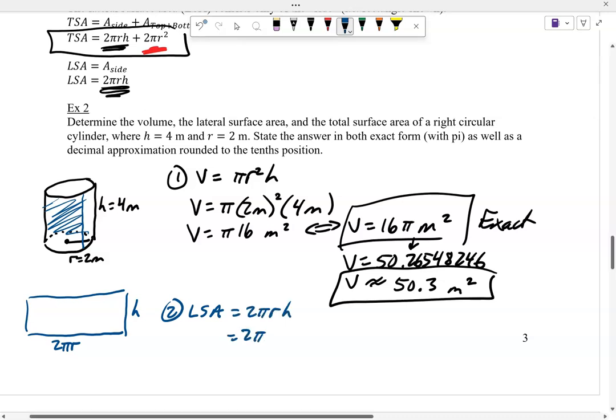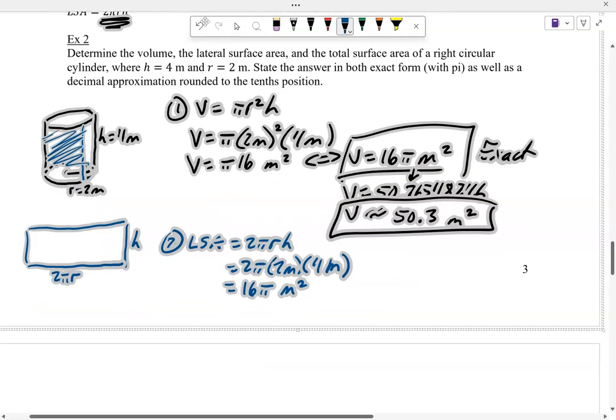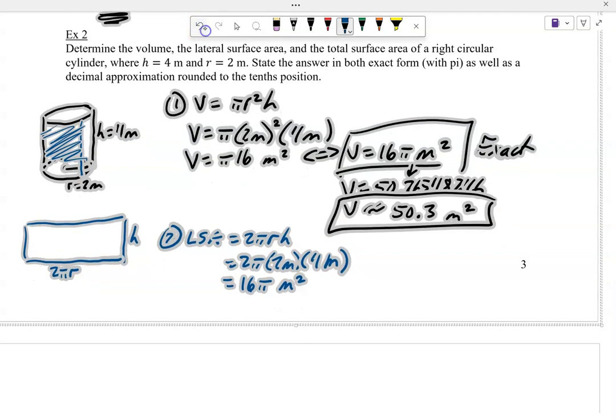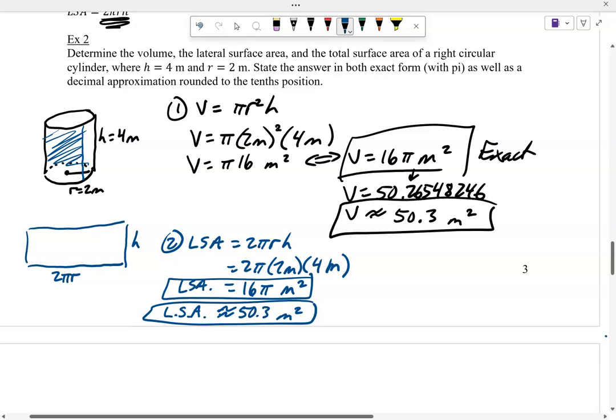So I got 2 pi. My radius here is 2 meters. My height here is 4 meters. And so this actually ends up being 16 pi as well, interestingly enough. Doesn't always happen that way. So there's my lateral surface area in exact form, which we already rounded to 50.3. So it happens to be the same on that one. Not always that way.